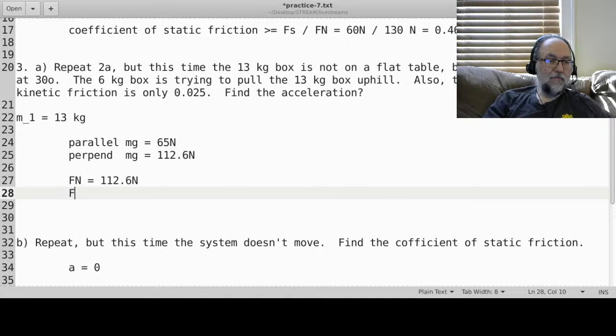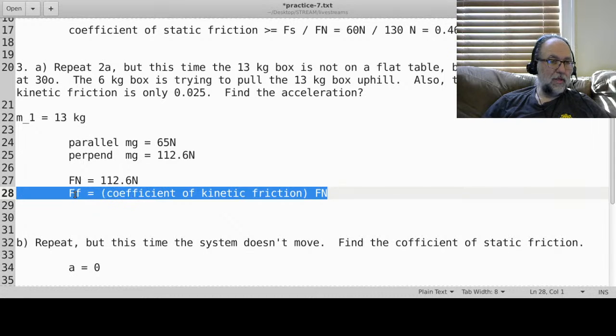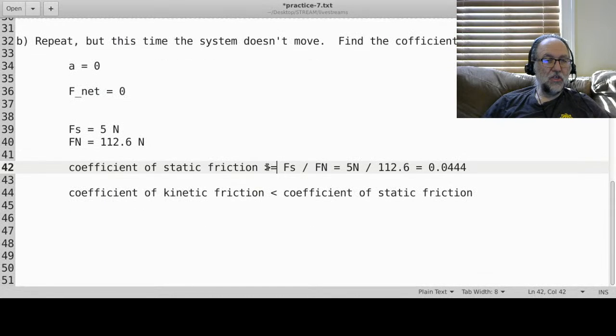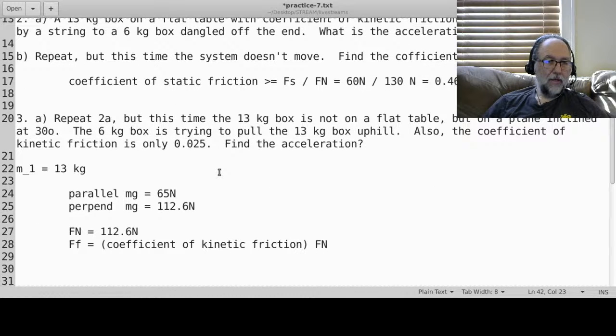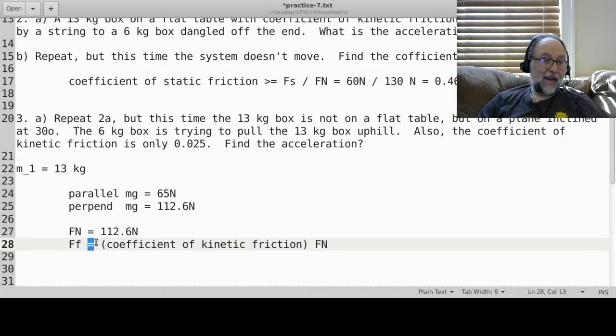Okay. The force of friction, we don't know it yet, but we can calculate it because it's equal to the coefficient of kinetic friction multiplied by Fn. Remember, kinetic friction is actually an equality, and so you can use this formula to get Ff. Static friction is an inequality, and you can't use an inequality to solve for a number. An equality gives you a number, an inequality will give you a range.